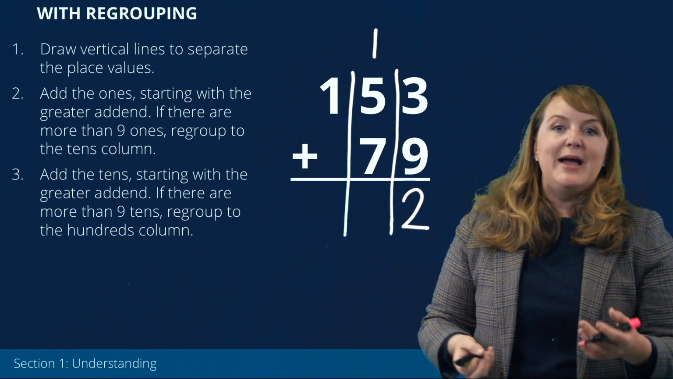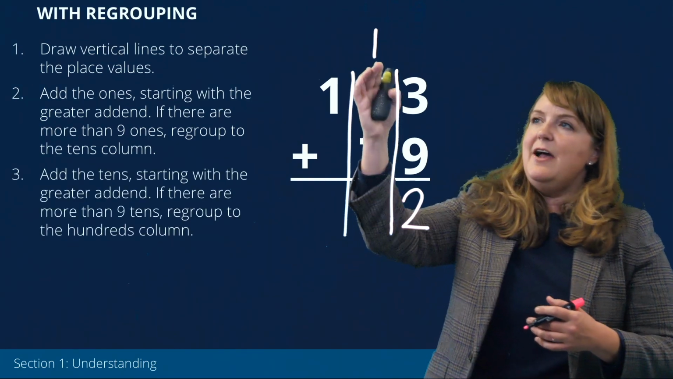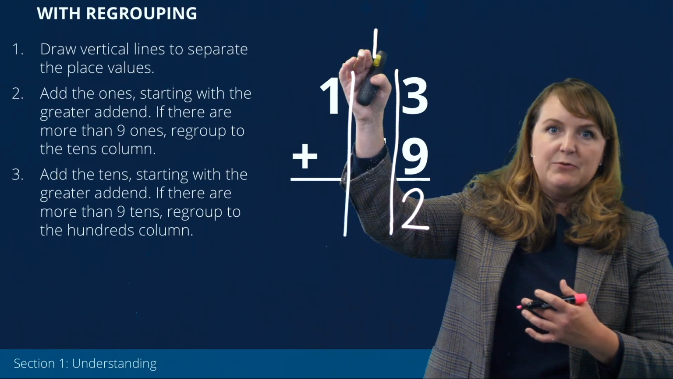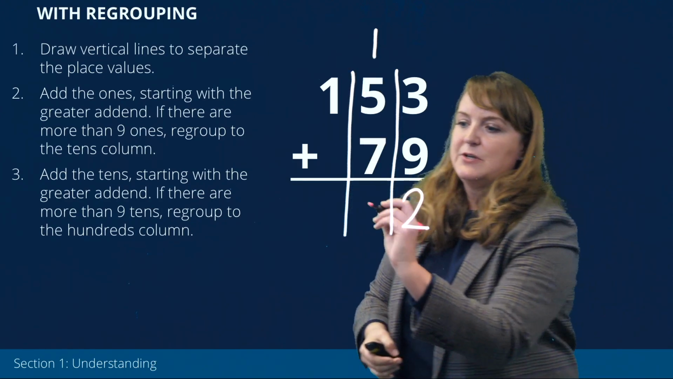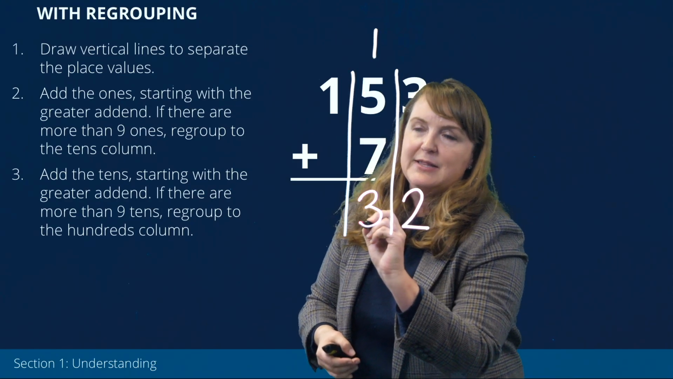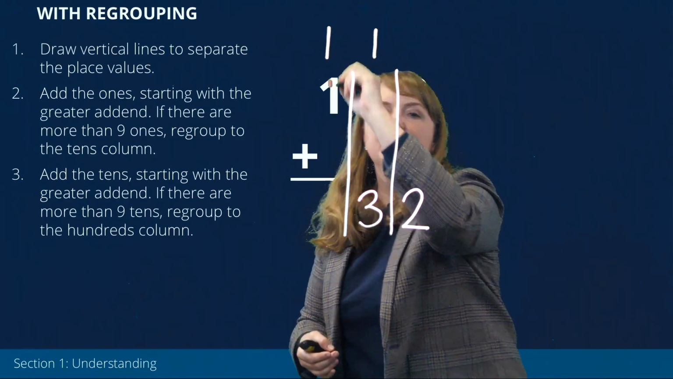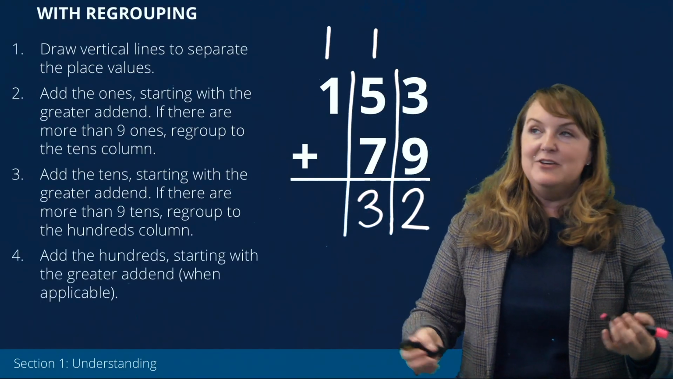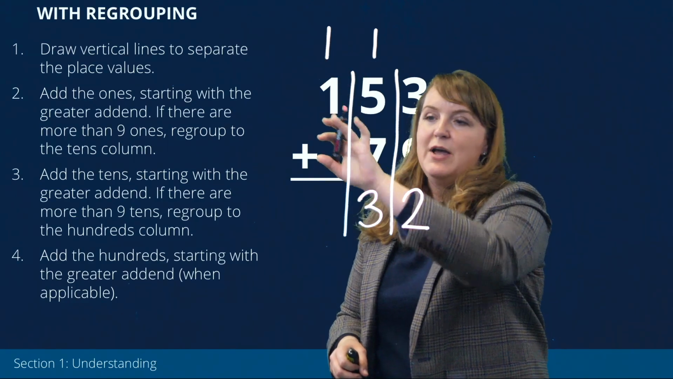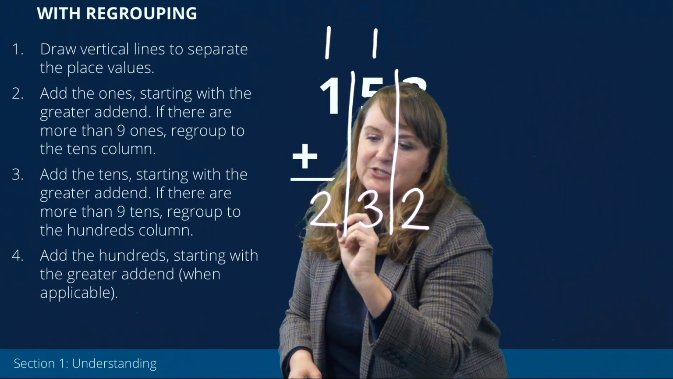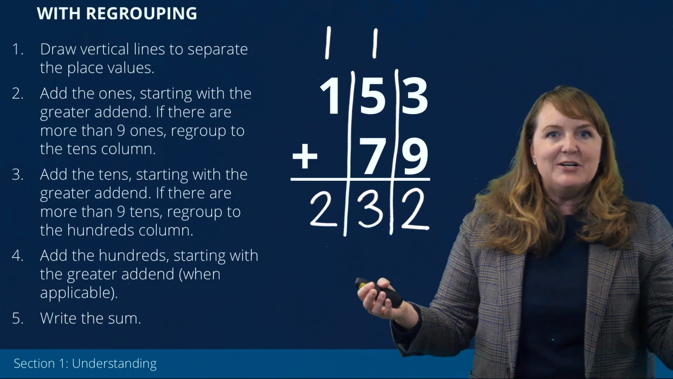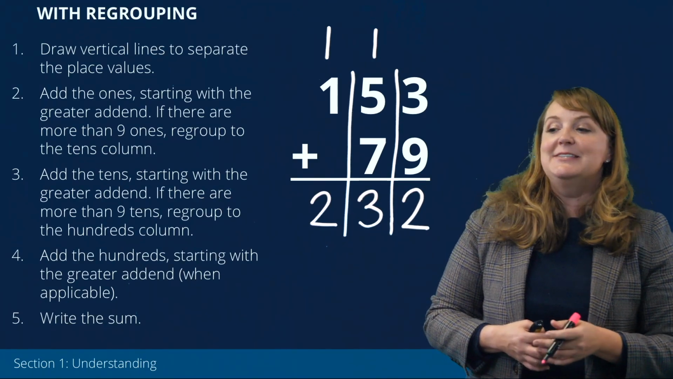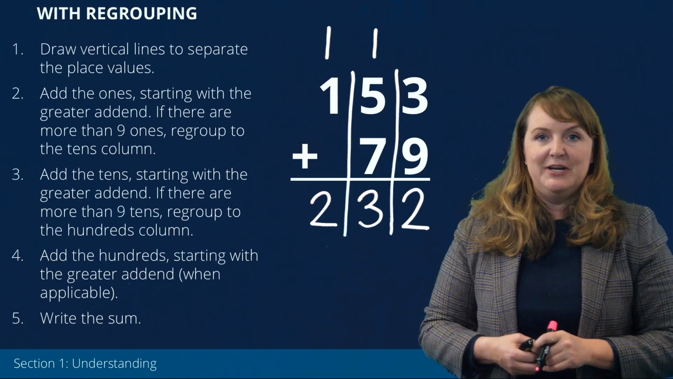Then I'm going to go ahead and add the tens. Here I have 5 plus 7. 5 plus 7 is 12. Plus that regrouped 1 is 13. So here I'm going to write the 3 in the tens place, and then I regroup that 1 to the hundreds place. And then I have to add the hundreds. Here I have 1 plus 1. 1 plus 1 is 2. So what is our sum here when we add 153 plus 79? The sum is 232.